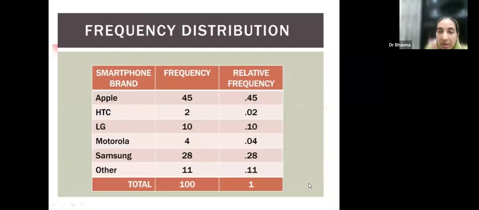Now we'll convert the whole of this table into a relative frequency table. Apple 45, 45 divided by 100 is 0.45. HTC 2, 2 divided by 100 is 0.02. 10 divided by 100 is 0.10, and so on. Now when you add all of this, you get 1. So 100 is now converted into 1.